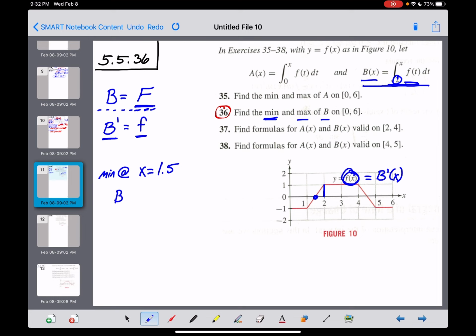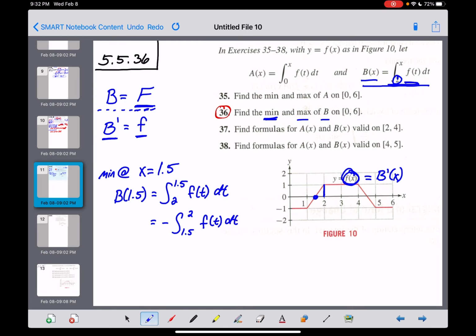So b of 1.5 is going to equal a definite integral with 2 on the bottom and 1.5 on the top of this graph right here, f of t dt. Well, the first thing we see that none of us likes is that those limits are in the wrong order. So we'll fix that, kind of, by taking the opposite of the integral from 1.5 to 2 of f of t dt.